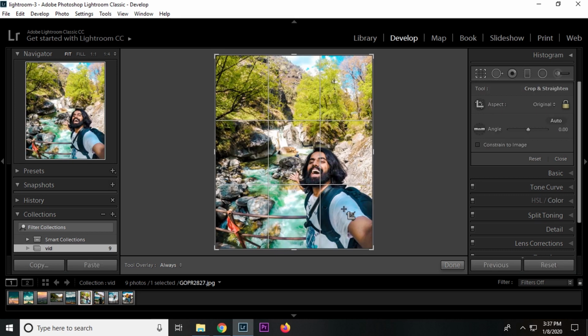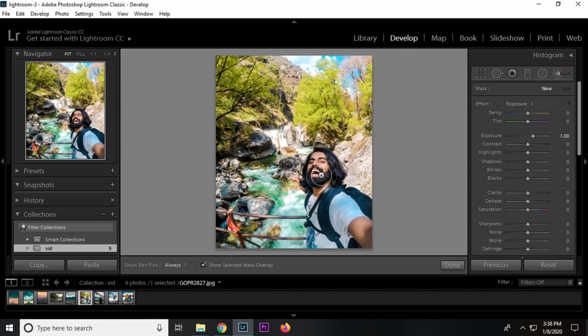For a selfie, what I've done is I've placed myself on one of the intersection points, and I'm guiding the viewer towards the center of the frame where the whole action and environment is going on. That is, we have crystal clear blue water and a waterfall.